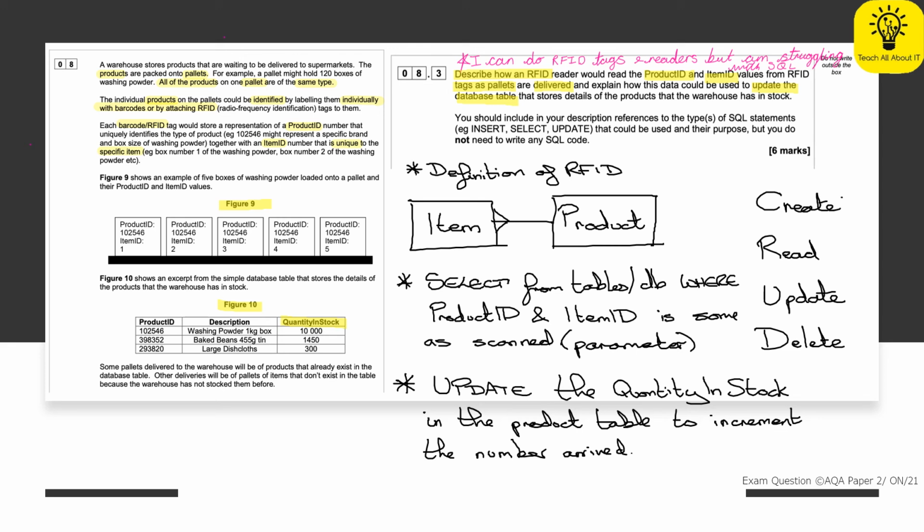So we have our quantity in stock, we have our product ID, so one product will have many items. It's worth mentioning that. You could even put your entity relationship diagram inside your explanation as long as you back it up with some text. So with a 6 marker, if you understand how RFID works, that means that you can pull in that data and then you don't necessarily have to write your SQL code. In fact, it says you don't have to. You just explain how you would use each of those statements. So one select for error checking and then updating for stock control. And there's your 6 marks.